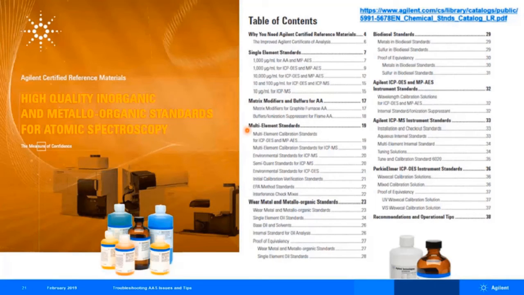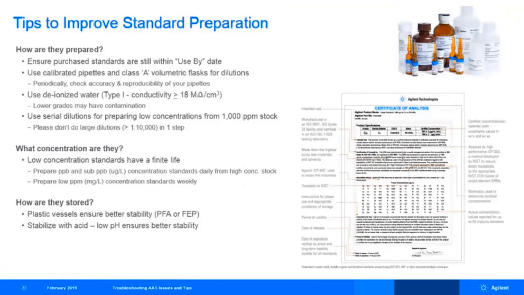In addition, we also offer some unique combinations with environmental standards specifically targeted to environmental applications for both ICP-OES and ICP-MS, together with a range of matrix modifiers and buffers for atomic absorption. So you can see that with the Agilent certified reference materials, your laboratory can be assured of the range, but also of quality, purity, and consistency.